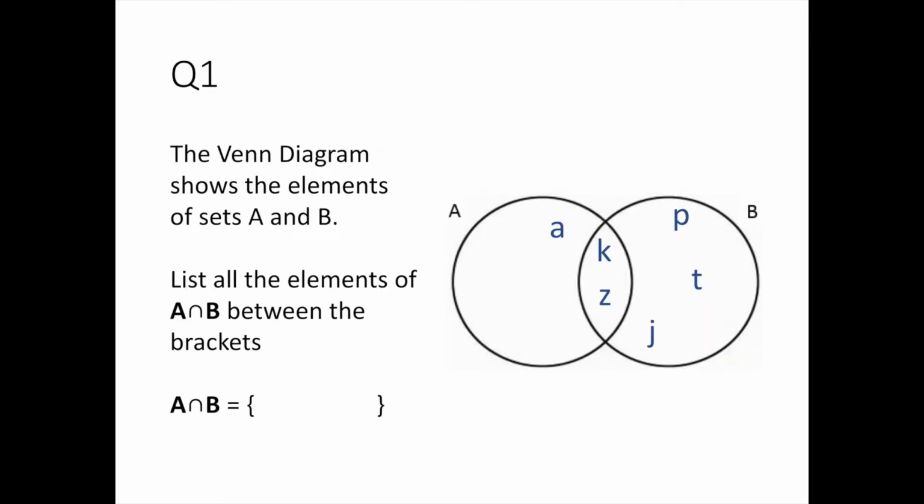Question 1. The Venn diagram shows the elements of sets A and B. List all the elements of A intersection B between the brackets. You have 1 minute to answer this question.